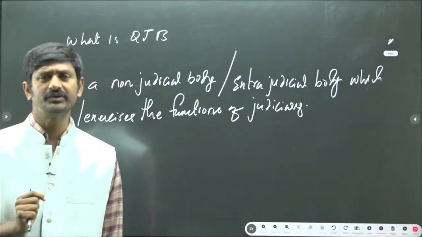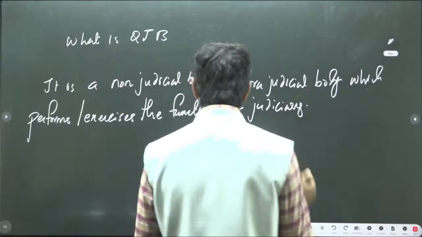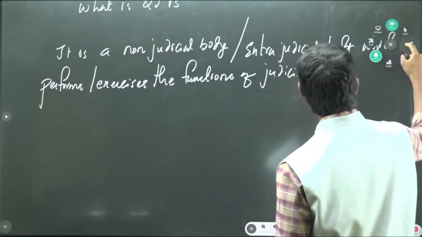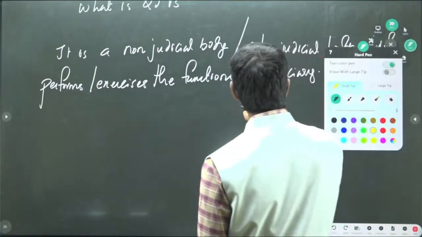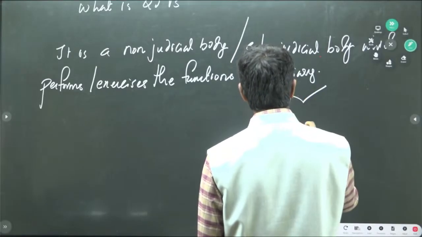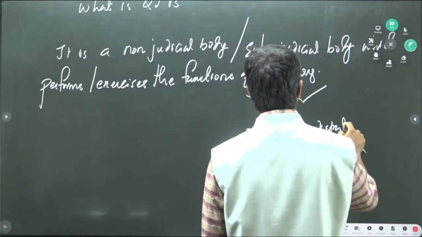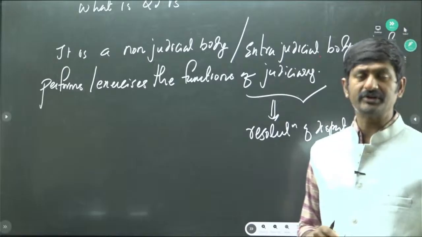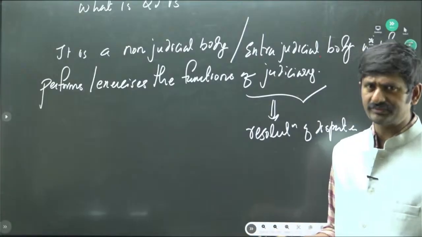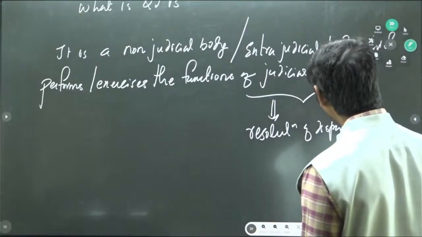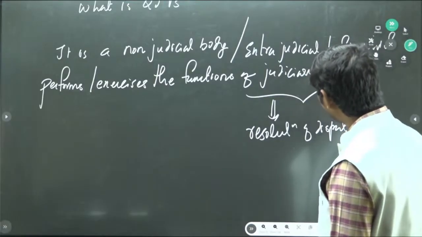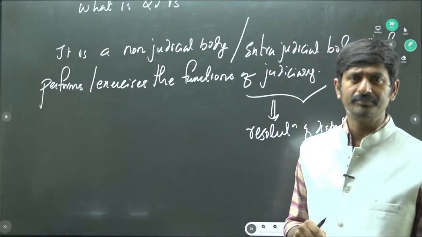It performs the functions of judiciary, right. What are the functions of judiciary? Particularly, the judicial function is related to resolution of disputes. Of course, judiciary has a larger role to play. It performs the function of protection of rights, particularly Supreme Court and High Court, the fundamental rights. Rest of the rights are protected by other courts of the country. So, particularly we are trying to explain the quasi judicial body in terms of resolution of disputes. This function of judiciary is performed by quasi judicial body, right.